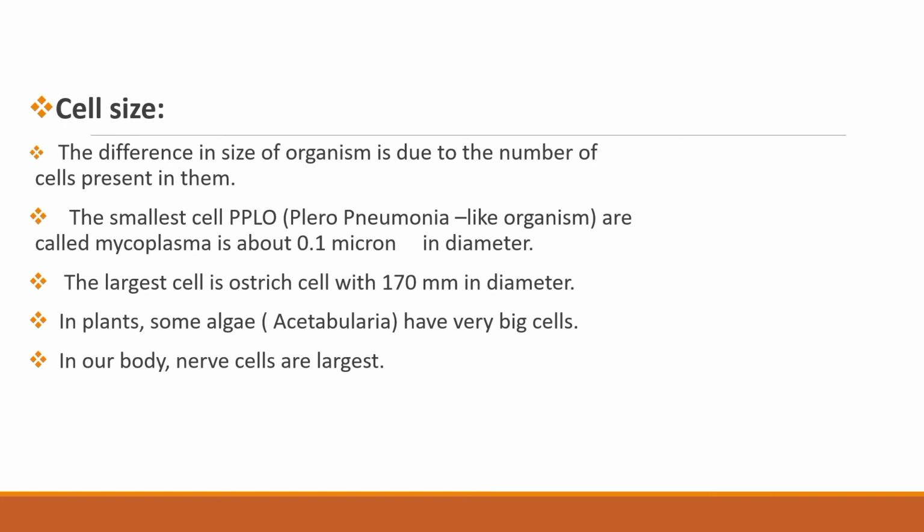In plants, some algae like Acetabularia have a very big cell. In our bodies, nerve cells are the largest. One of the largest cells in our body is the nerve cell. It needs to be understood that the size of a cell has no relation with the body size.